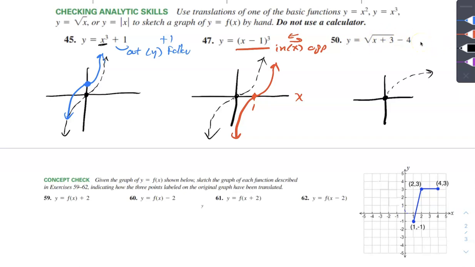So you always think about it as, where do you start? Inside opposite, so I should start at -3. Outside follow, so -4. Right? Or you can think about it as let's move left 3 and down 4. Either way works. So like that, and then just grab the square root function. So something to that effect.